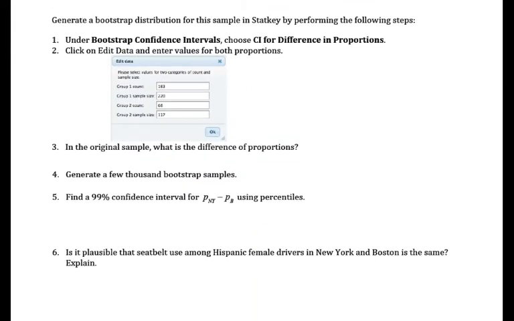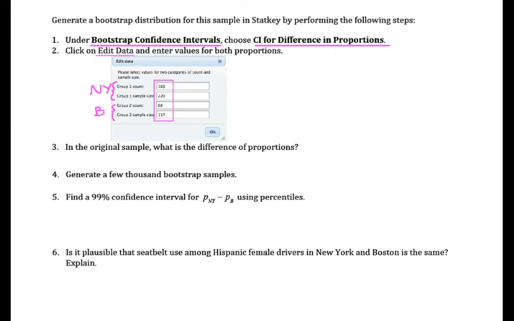And we're going to do this in StatKey. So we will go to, this time, Bootstrap confidence intervals, CI for difference in proportions. And then when we click on Edit Data, we'll see that we have a little box for each one of these numbers. So we want to think about which one is New York and which one is Boston. We are defining group 1 to be New York and defining group 2 to be Boston.